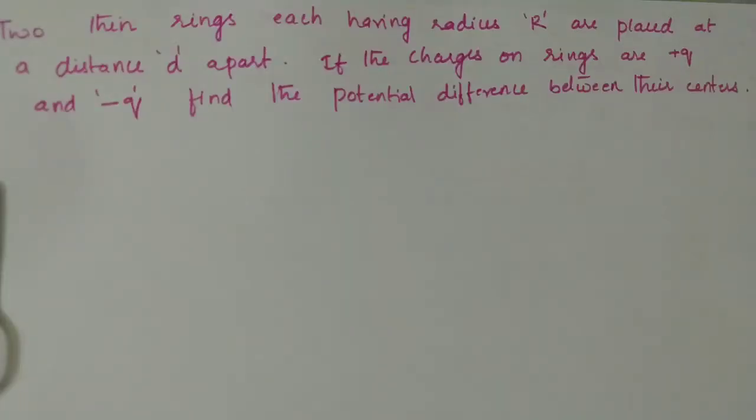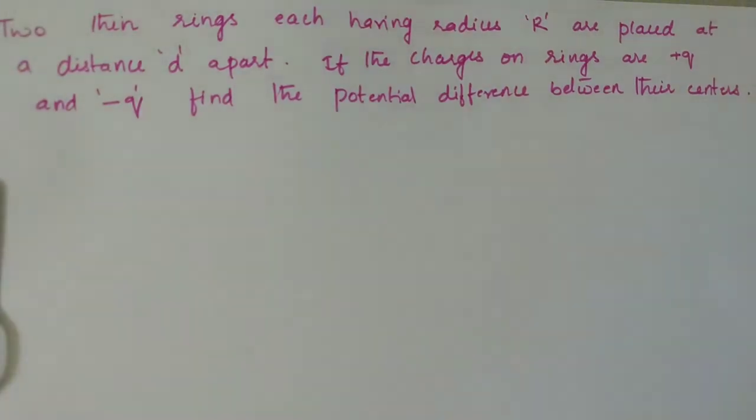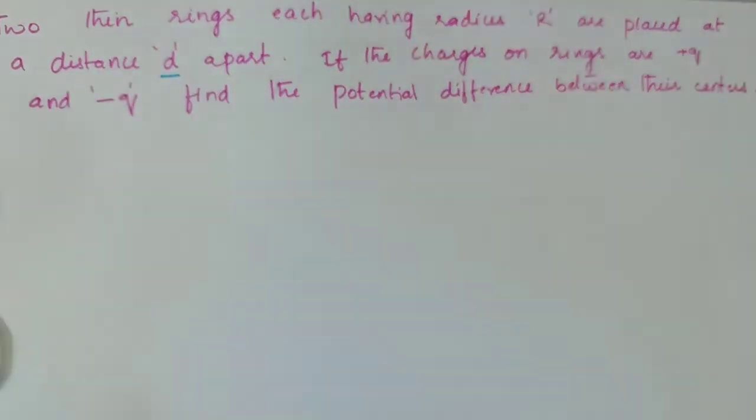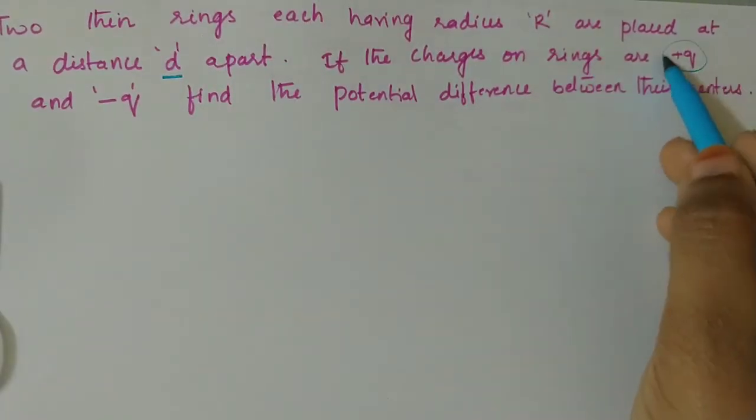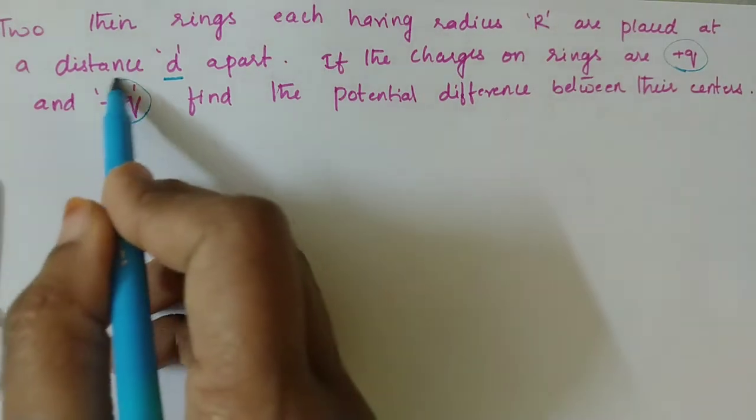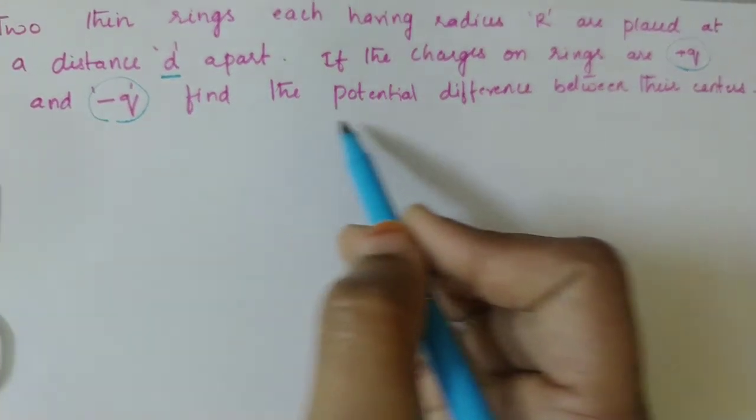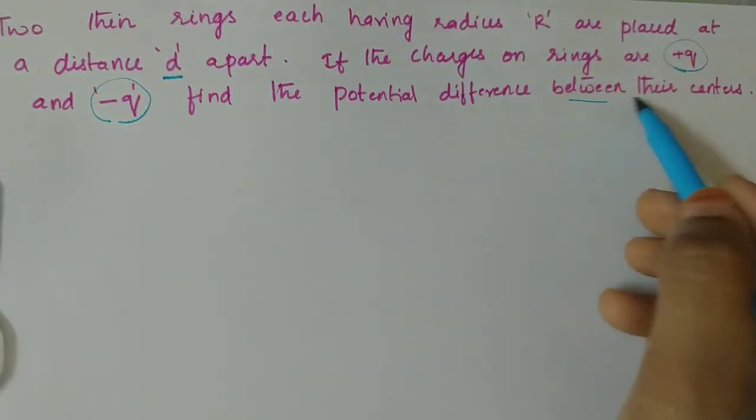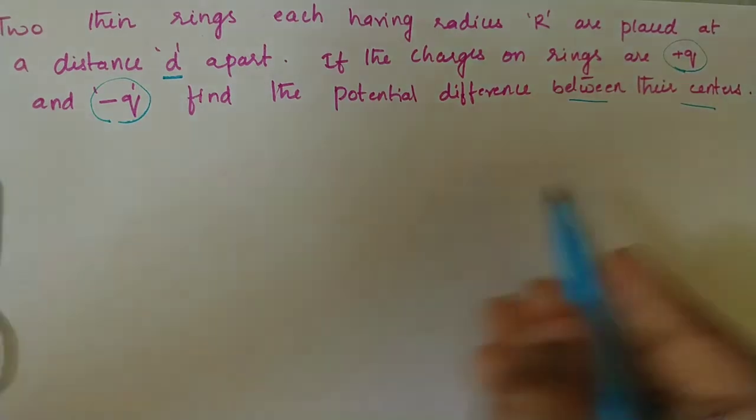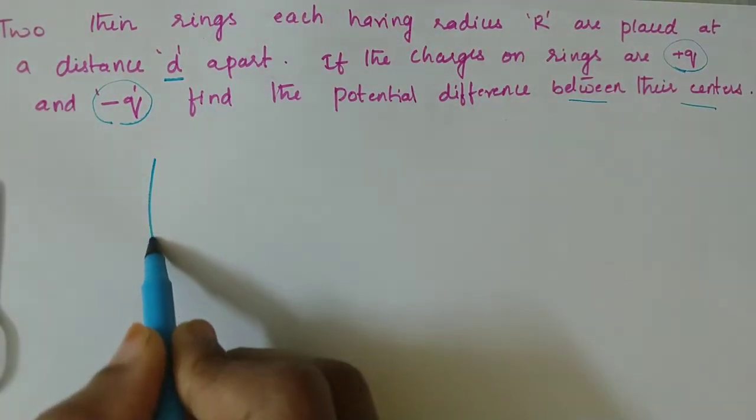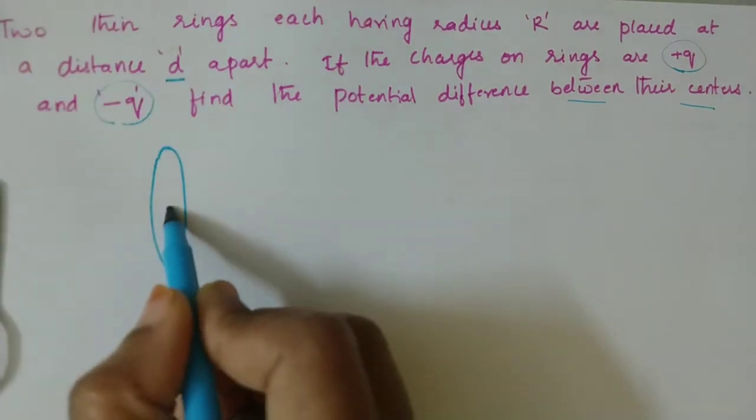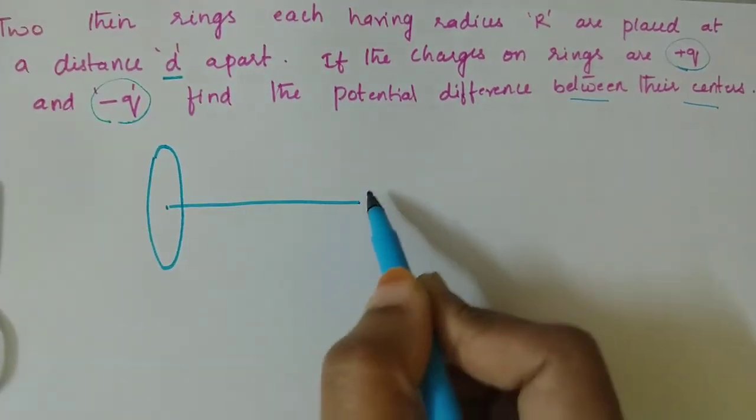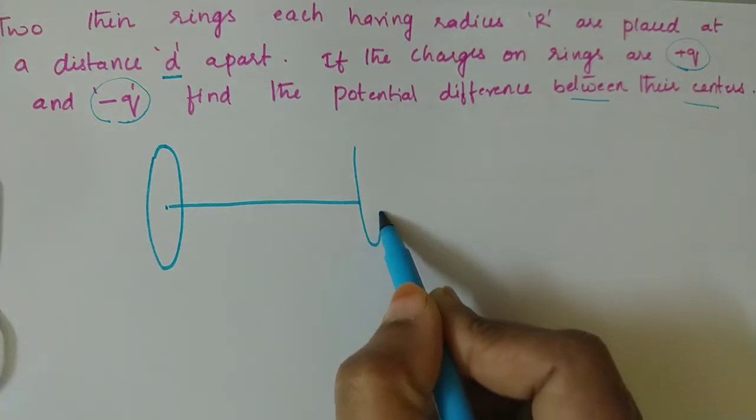Now in this question, they are giving you two thin rings, each of radius capital R, which are placed at a distance small d apart. One of them is given a charge plus Q, another ring is given a charge minus Q, and we need to find the potential difference between their centers. For continuous charge distributions, we have already studied the potential on the axial line of a ring and at the center of a ring. Assume these are the two identical rings.